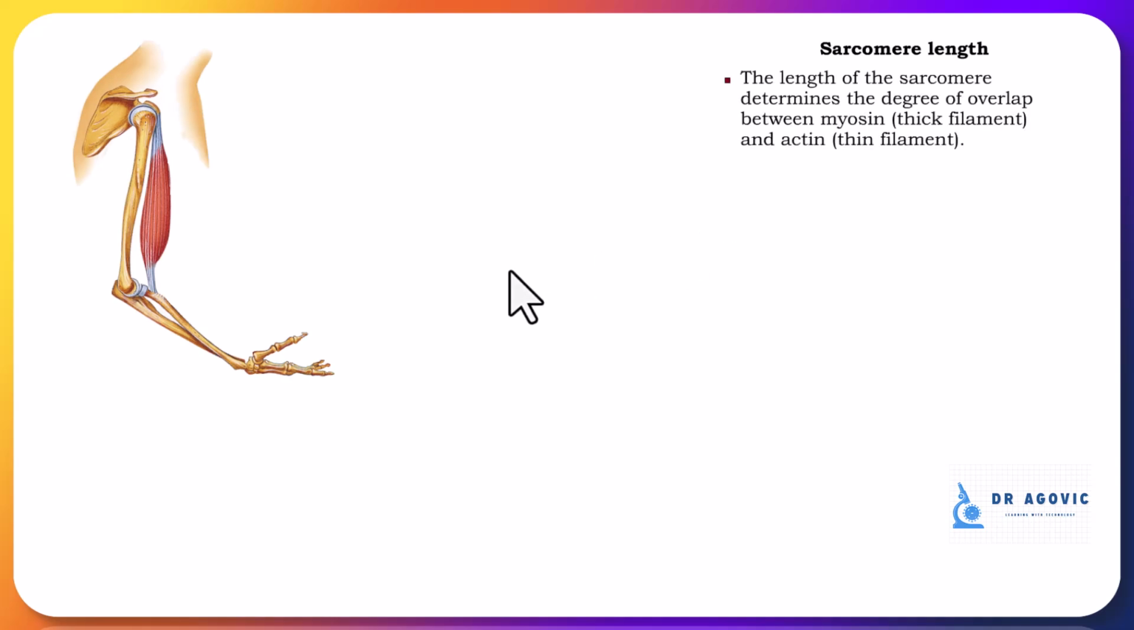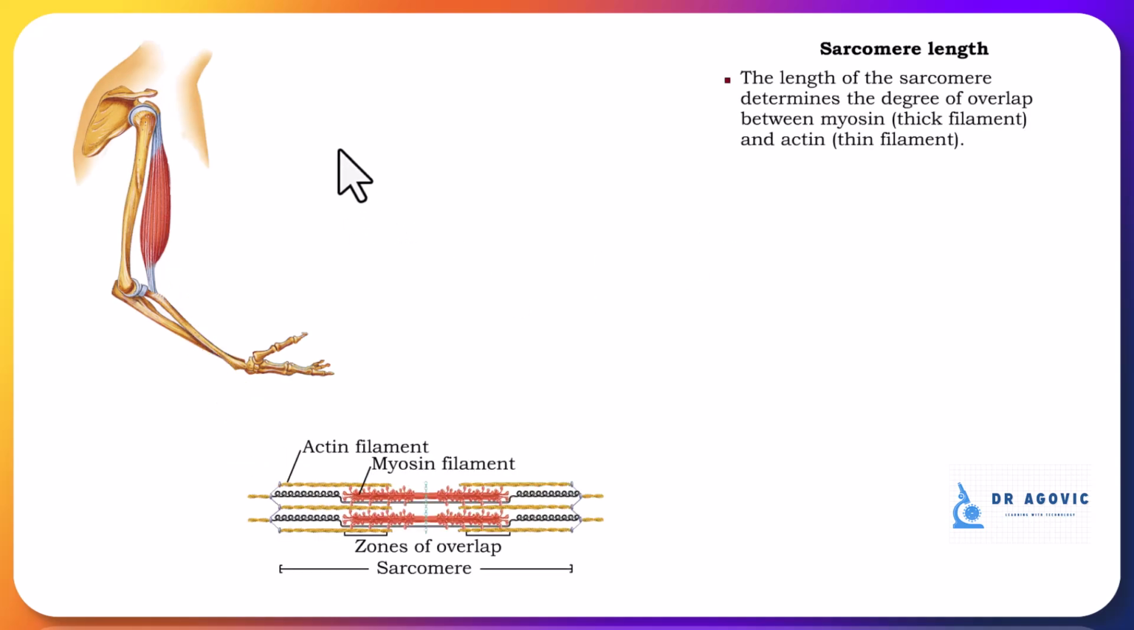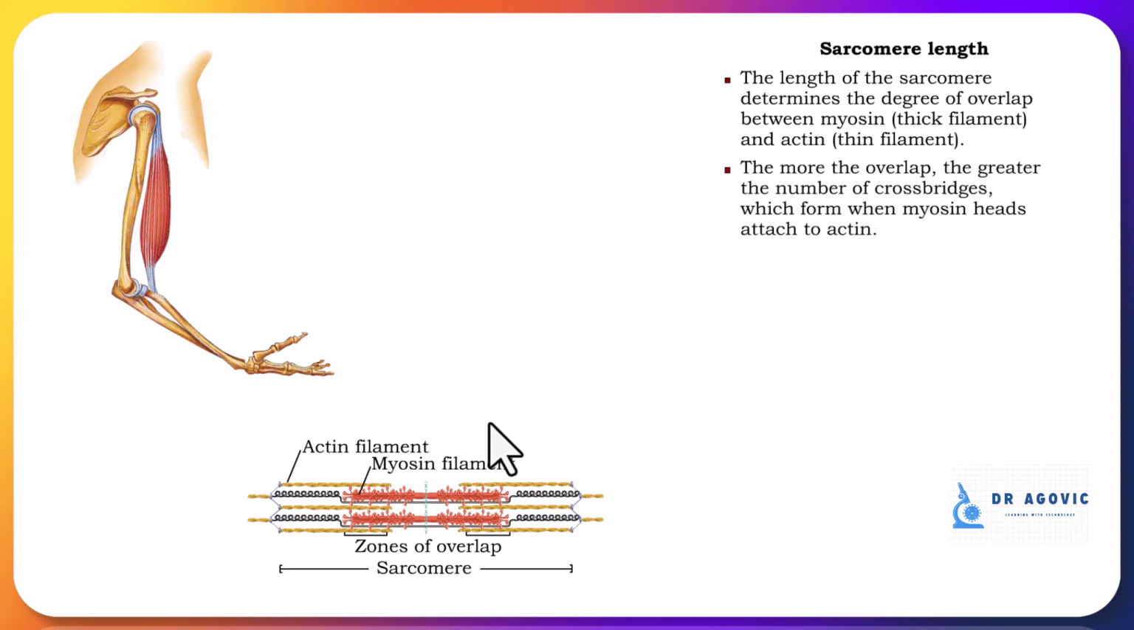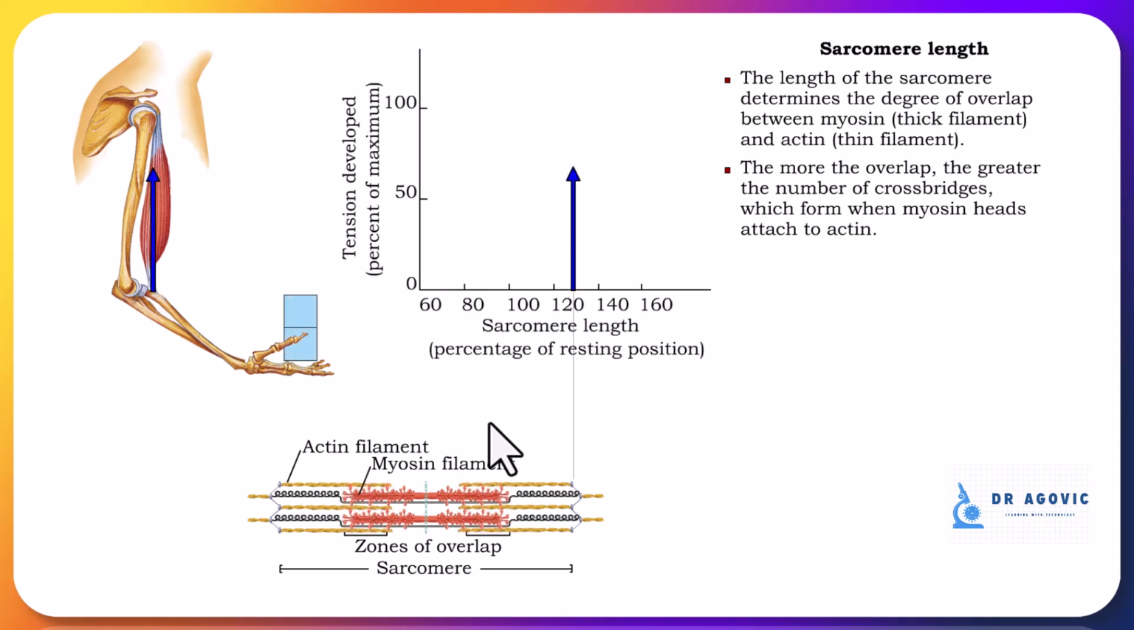Sarcomere length determines the degree of overlap between myosin and actin filaments. The more the overlap, the greater the number of cross bridges, the connections between myosin heads and actin. Because tension is generated when myosin heads pull on actin, the amount of tension produced in a muscle fiber depends upon the number of cross bridges formed in a myofibril.